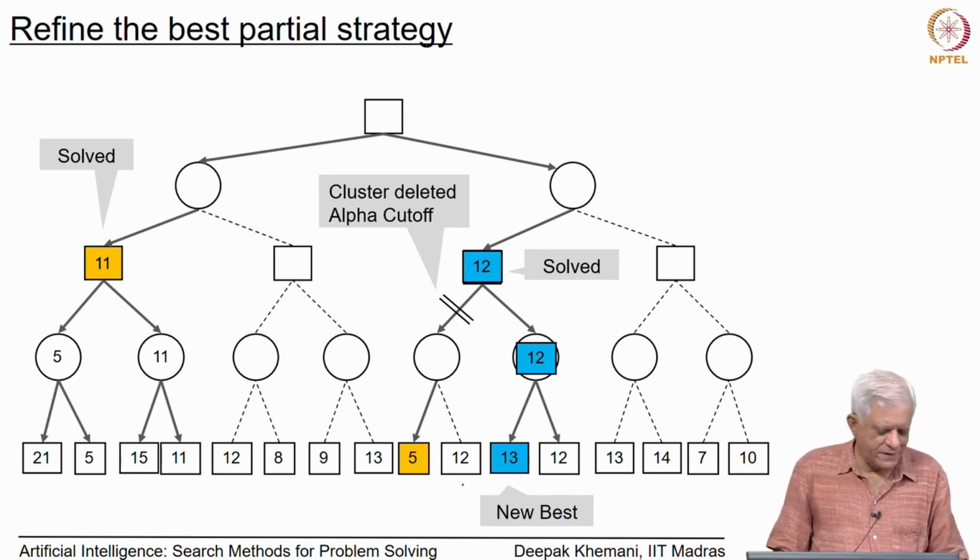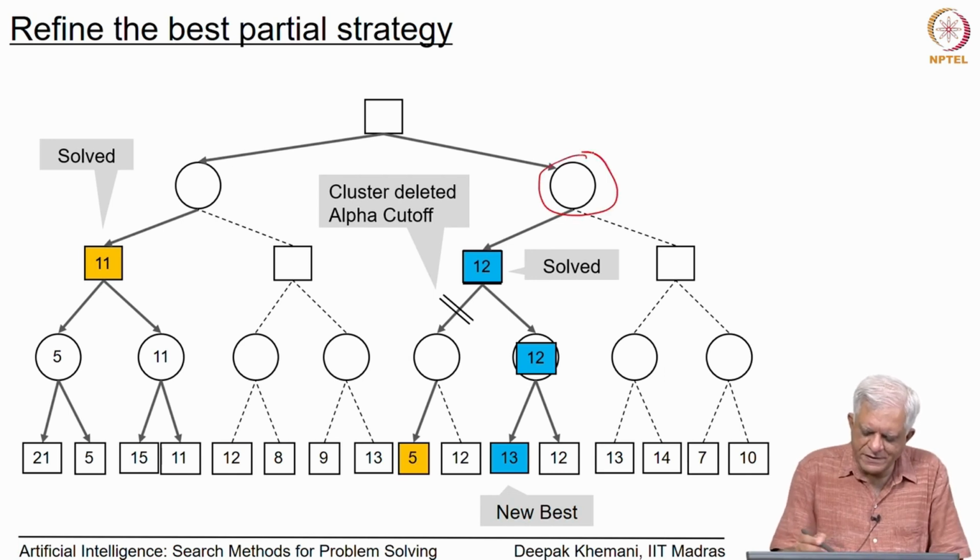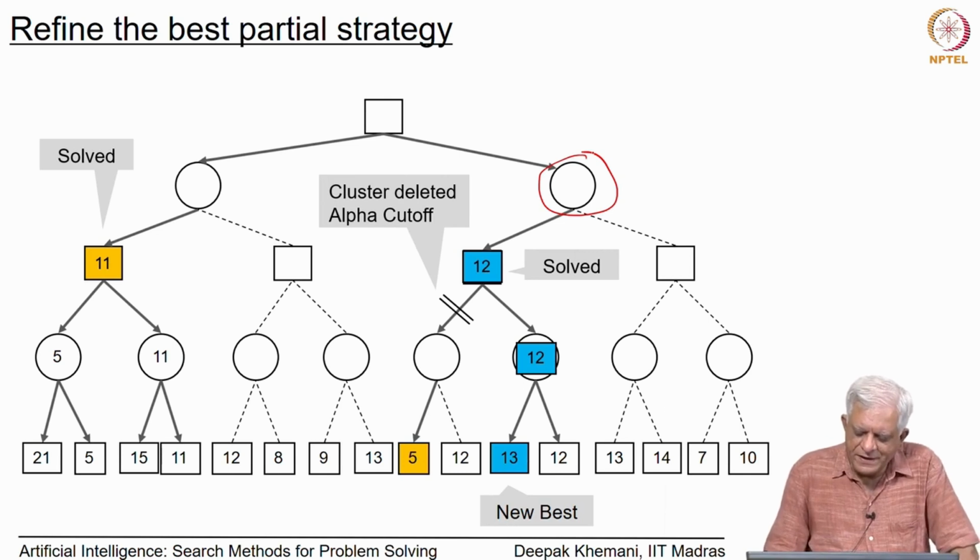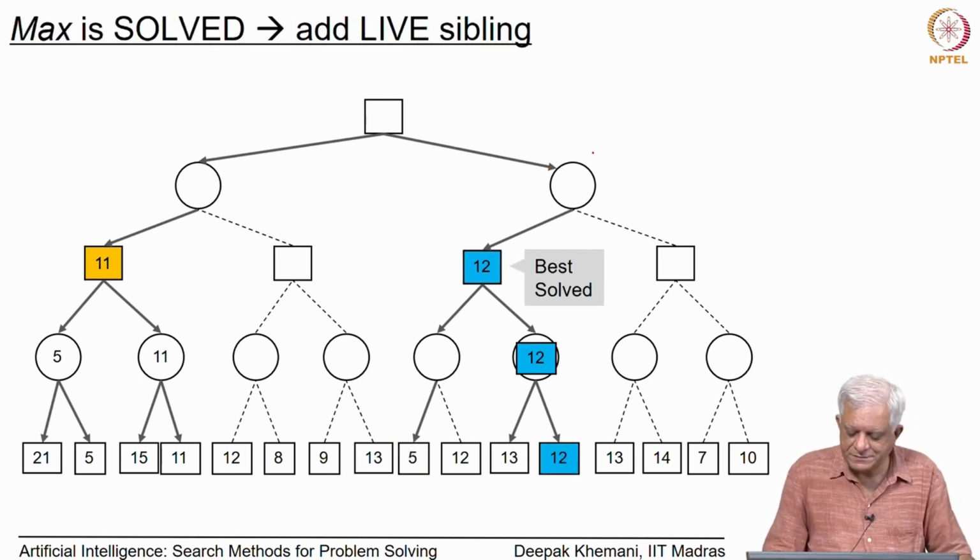But refinement now follows a slightly different path. We will formalize this algorithm a little bit later, but the basic idea is that if you look at the min parent of this max cluster, in the clusters that we have constructed, this is the only child which exists, but it has other children. In this case, there is only one other child, and that other child could have a lower value or a higher value. We need to investigate that. If the other child had a lower value, then the value of this strategy will go down. If the other child has a higher value, then the value of the strategy will remain 12. So, let us explore that. Since this is a best solved node and it is a max node, what we do next is to add the sibling of this max node as the next problem to be solved.